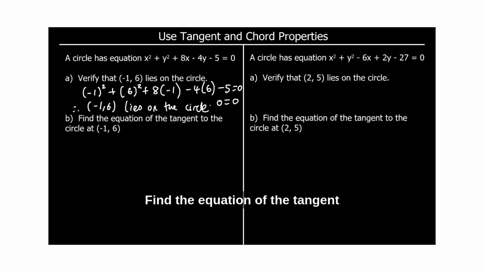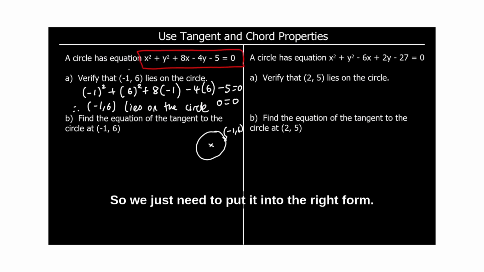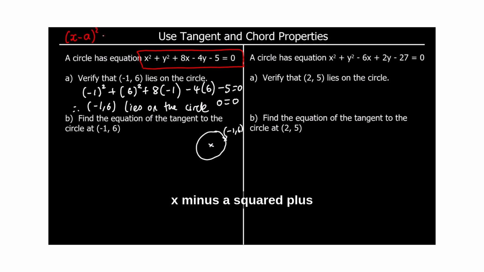Find the equation of the tangent at (-1, 6). So this time we've been given a point, but we don't know the center. We can work out the center using the equation. So we just need to put it into the right form. To do that, we complete the square for the x's, complete the square for the y's, to get it into the form that we usually have for a circle, x minus a squared plus y minus b squared equals the radius squared, where (a, b) is the center.